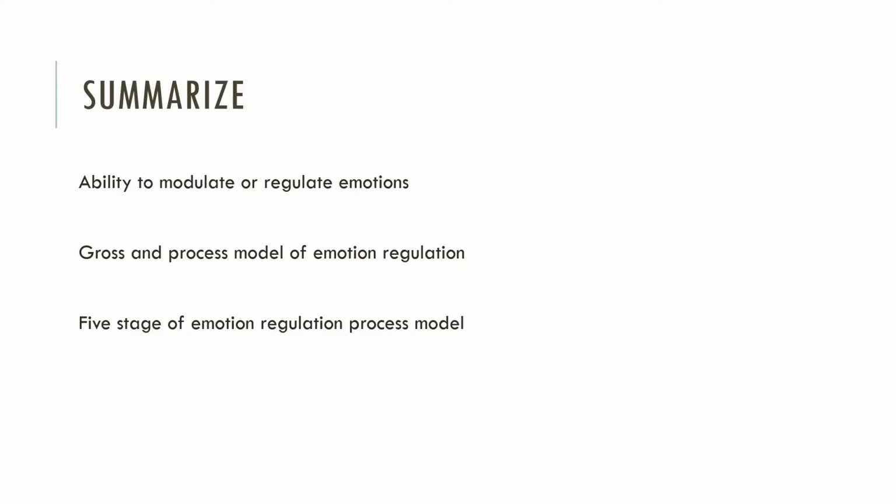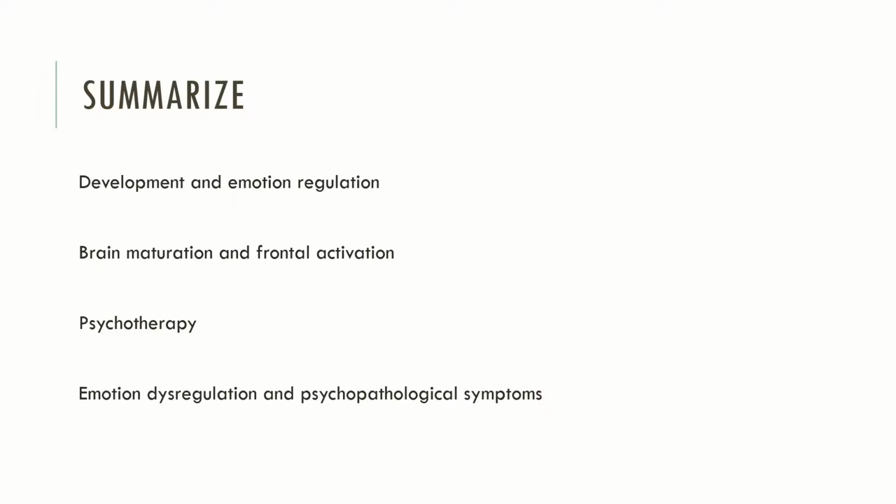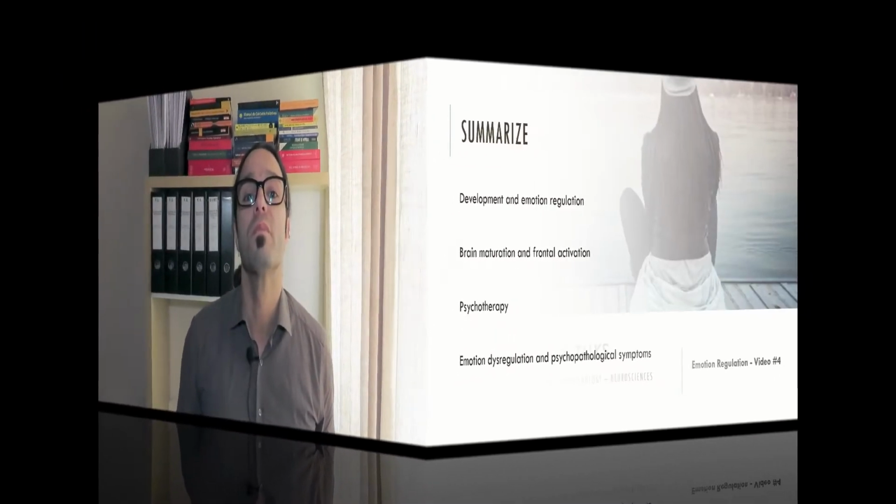We also saw that there are different categories and different kinds of emotion regulation strategies, such as situation selection, attentional deployment, and distraction, and that it is also a developmental process. Emotion regulation has a neurological basis, which represents the maturation of the frontal cortex. We saw that emotion regulation is very important in psychotherapy, and emotion dysregulation tends to be associated or correlated with psychiatric or psychological conditions. Well, it's all for today.